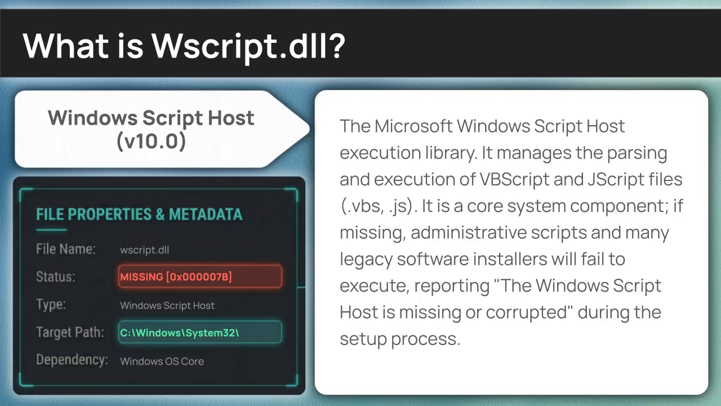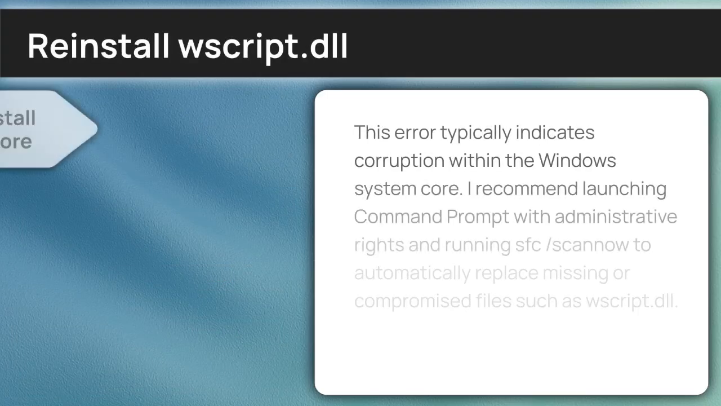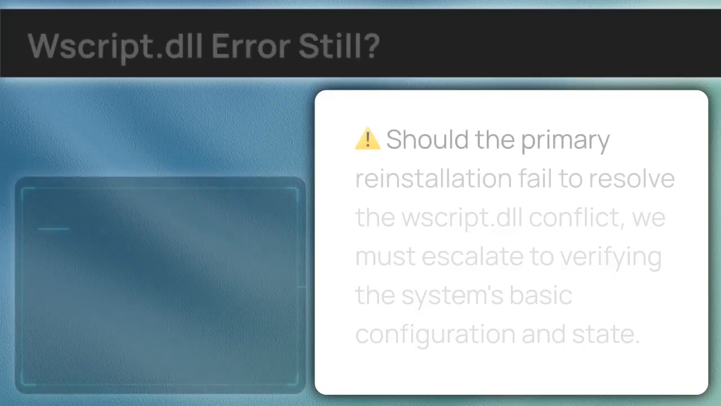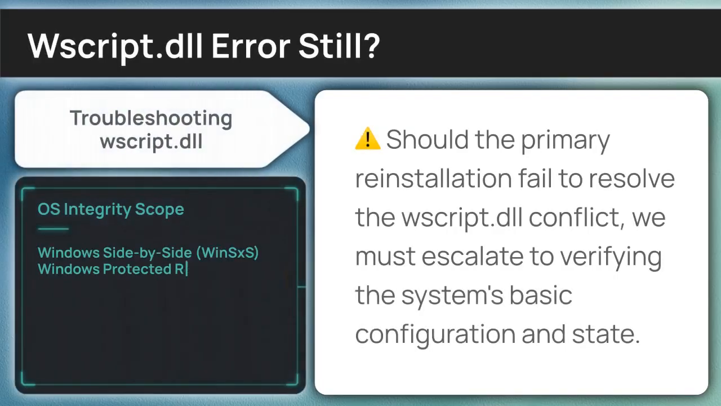Since we've identified what's missing, let's try the official recovery method. This error typically indicates corruption within the Windows system core. I recommend launching command prompt with administrative rights and running sfc /scannow to automatically replace missing or compromised files, such as Wscript host library DLL. If that initial setup didn't clear the pop-up, let's examine the specific initialization sequence assigned to your application's directory.